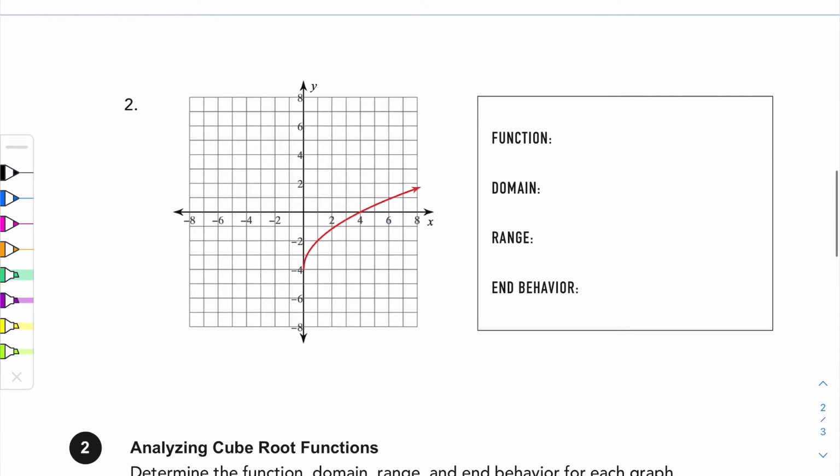Okay, number 2 is also a square root function. So if we start with our parent graph at 0, 0, 1, 1, 4, 2, we can see that this graph certainly has a stretch to it. So something happened where this graph appears to be expanded.